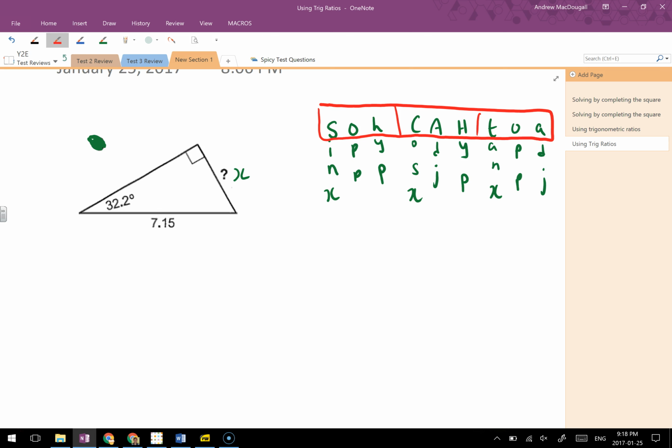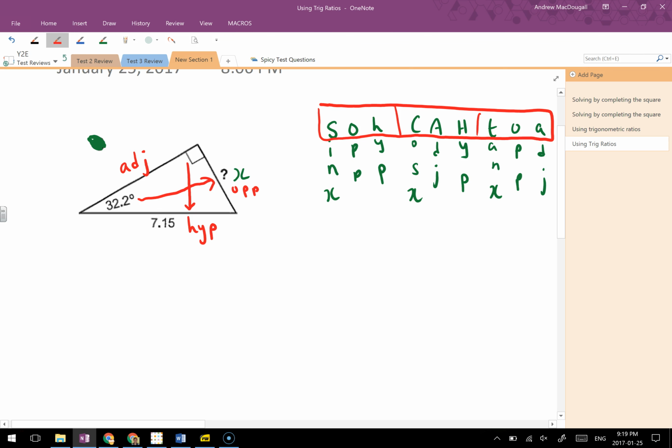Well, we're given an angle, 32.2 degrees. The first step is to label the triangle relative to this angle. What do I mean by that? Well, we assign sides opposite, adjacent, and hypotenuse based on the angle in question. So in this case, 32.2 degrees, the opposite side, which is the one right across from it, is x. That's the unknown side. The side across from the right angle is always the hypotenuse. And the third side, not angle, is the adjacent side.